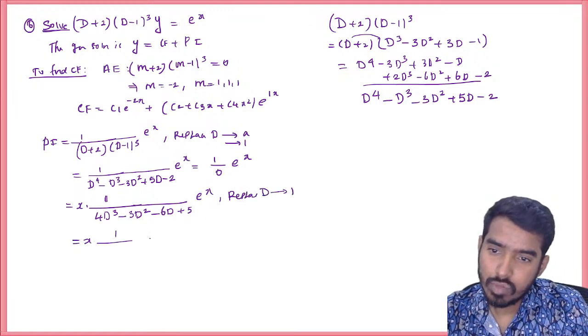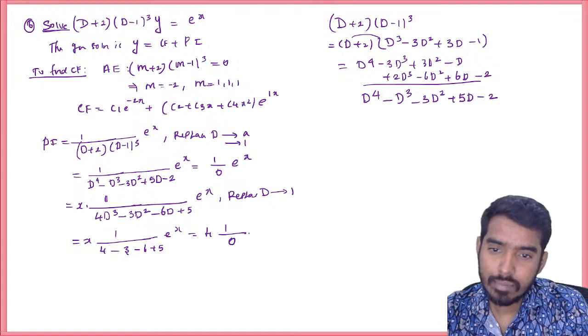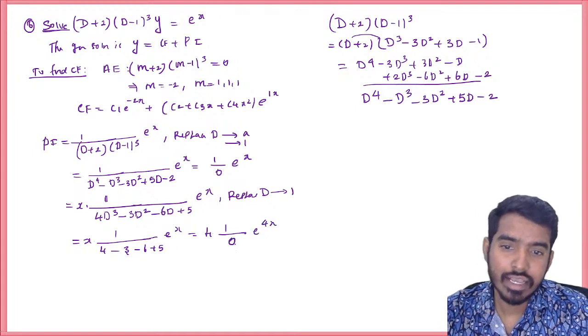So x into (1 divided by 4 minus 3 minus 6 plus 5) e power x. So 4 into 1 divided by 4 minus 3 is 1. 1 minus 6 is minus 5. Minus 5 plus 5 is 0. Right? Again it is 0.